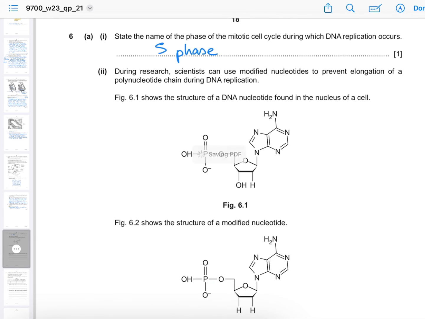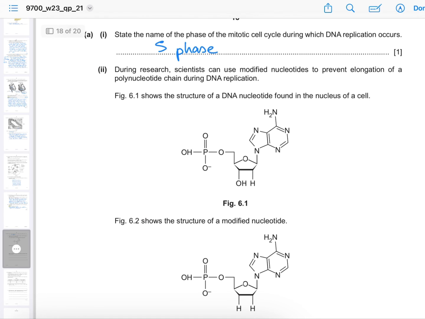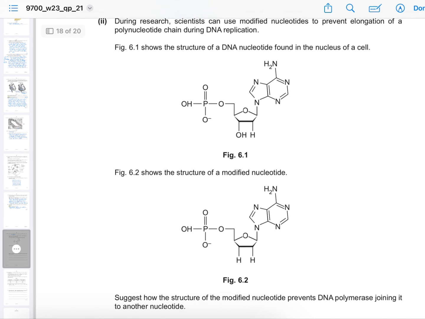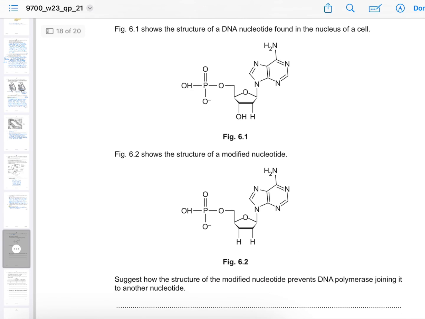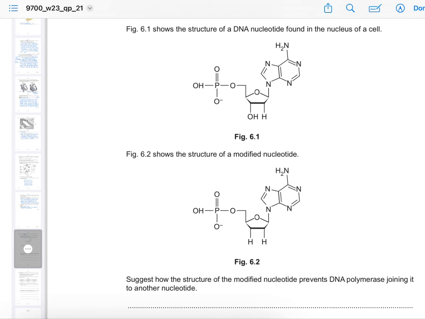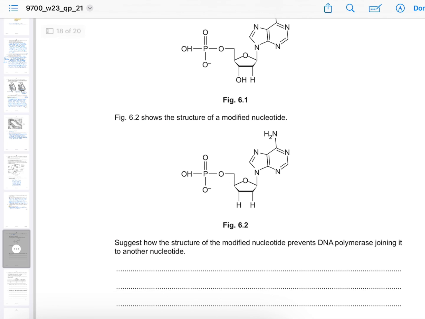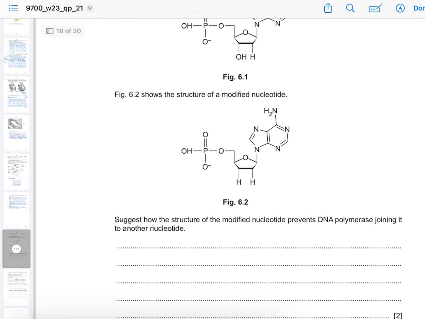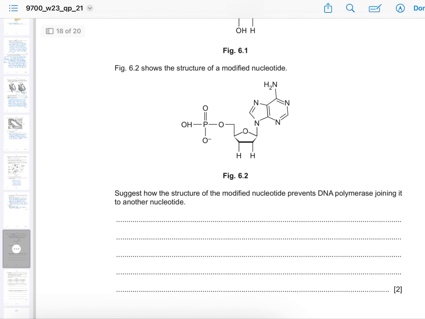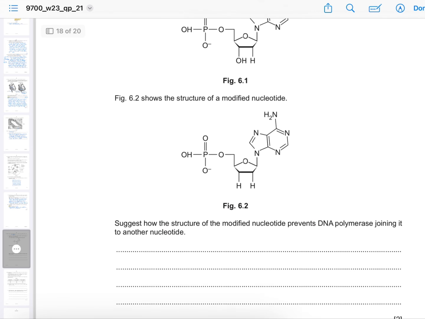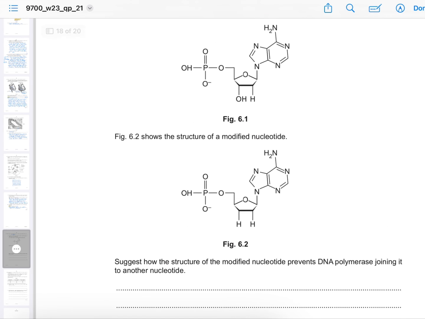Part 2: during research, scientists can use modified nucleotides to prevent elongation of the polynucleotide chain during DNA replication. Figure 6.1 shows the structure of a DNA nucleotide found in the nucleus of a cell, so you've got the three parts in the nucleotide. Figure 6.2 shows the structure of a modified nucleotide. Suggest how the structure of the modified nucleotide prevents DNA polymerase joining it to another molecule.